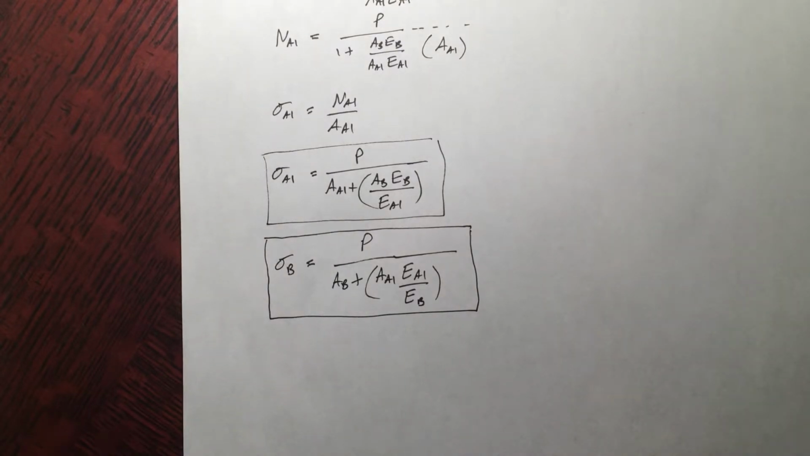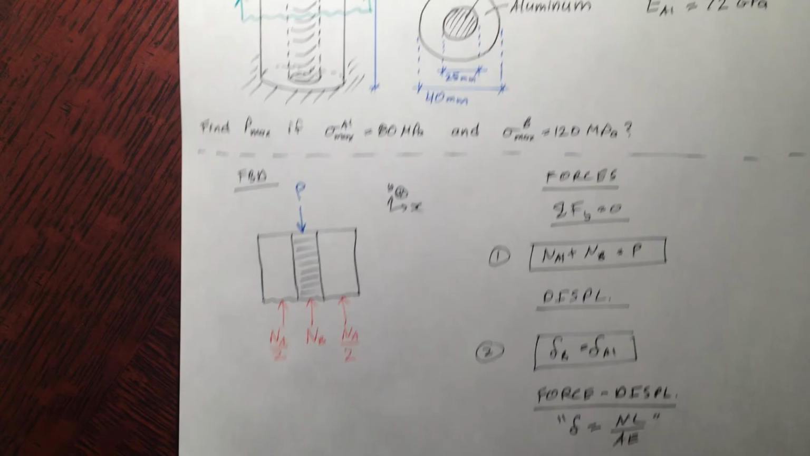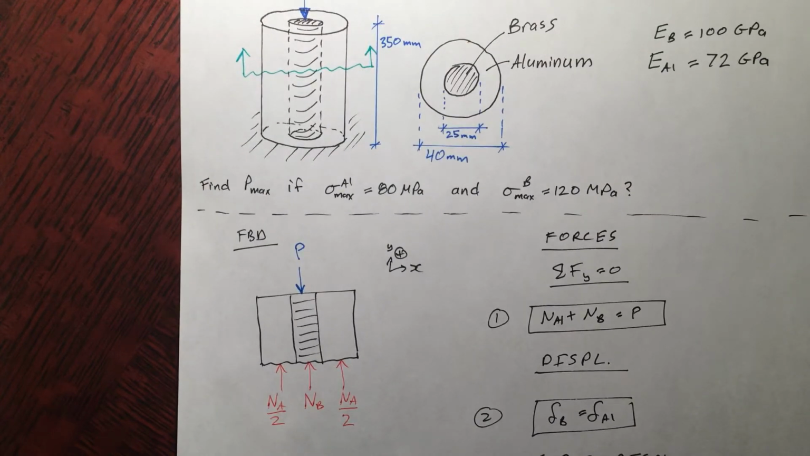All right. So now we've got to find P max if we have some maximum stresses. We're given those values here. Aluminum is 80 MPa, brass 120.